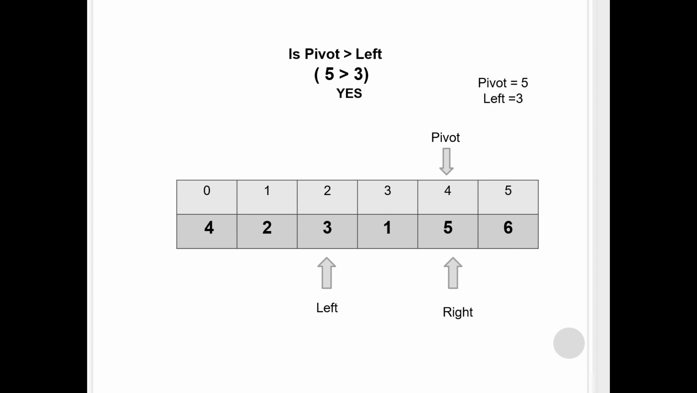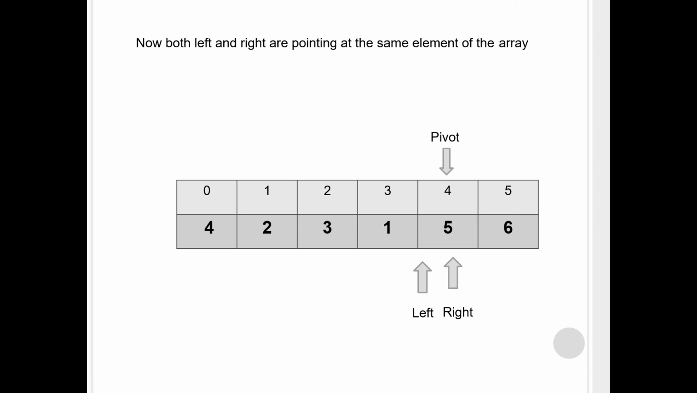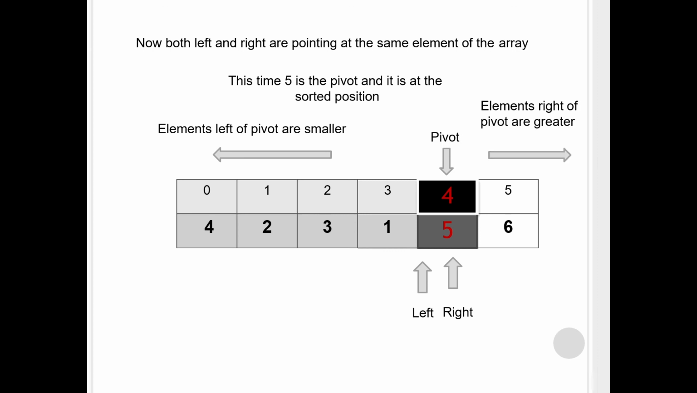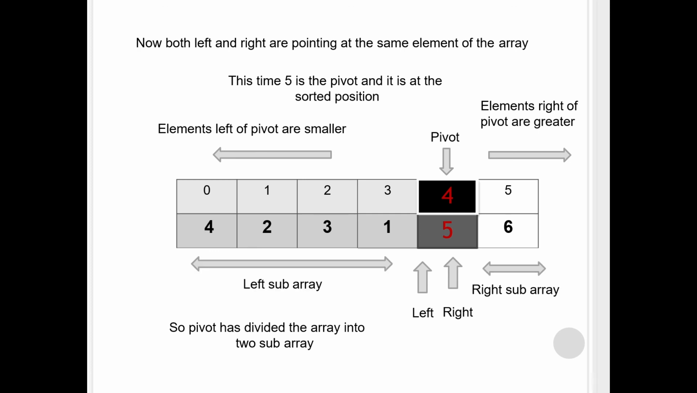Now we check, is pivot greater than left? In this case, yes. So we move left one position towards right, and we repeat the same process. But after repeating, now the left and right are pointing at the same element of the array. So at this time, 5 is the pivot and it is at the sorted position, and therefore all the elements left of the pivot are smaller and all the elements right of the pivot are greater. So the pivot has divided the array into two subarrays, the left subarray and the right subarray.